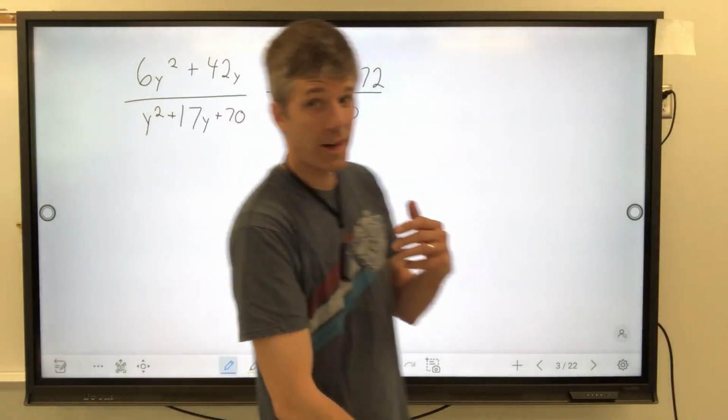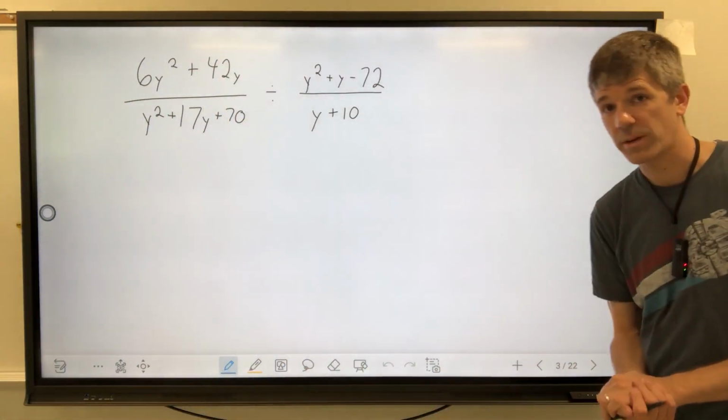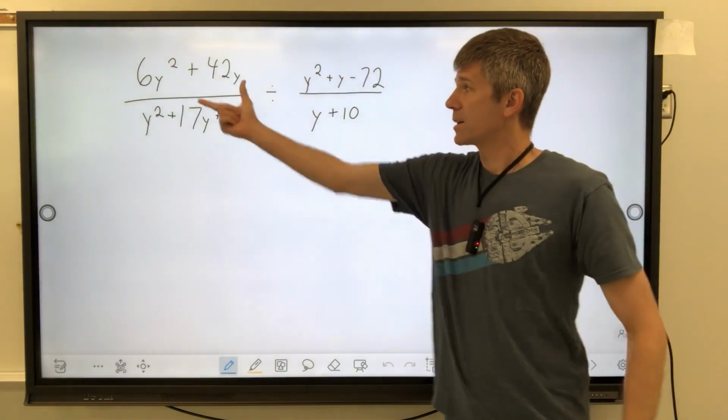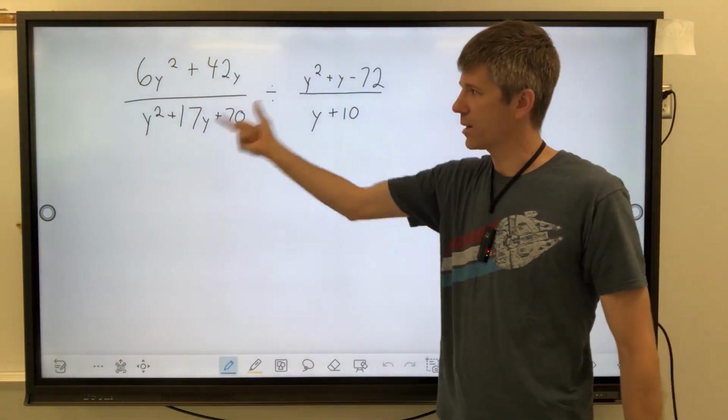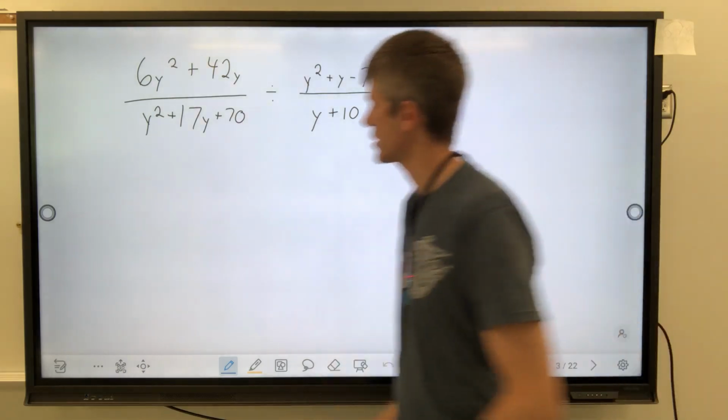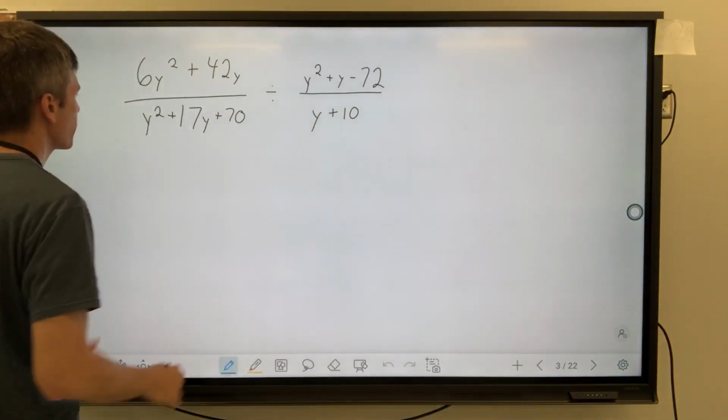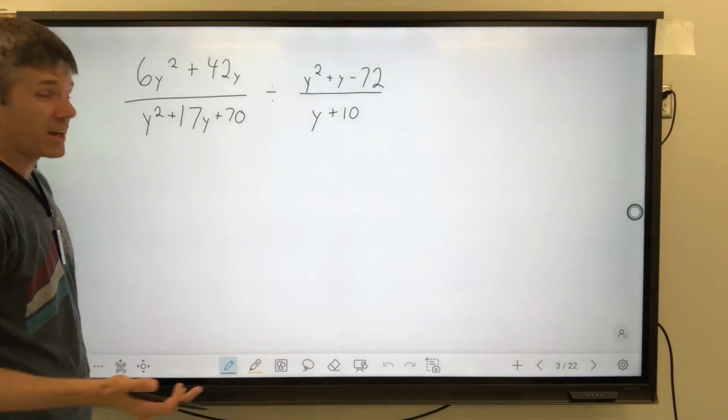Looks like we have our work cut out for us on this one. We have division, which means we need to keep this fraction the way it is, change this to multiplication, and flip that over. Some people call it keep, change, flip. I don't necessarily, but it is that idea, if that's how you learned it. And we also have some factoring to do.